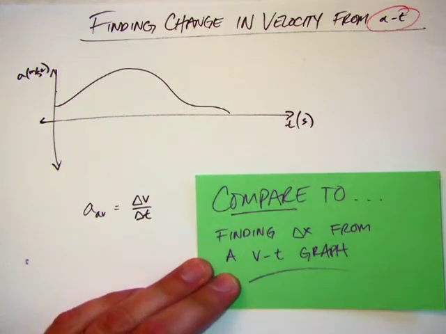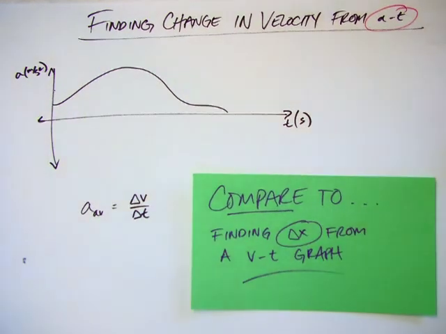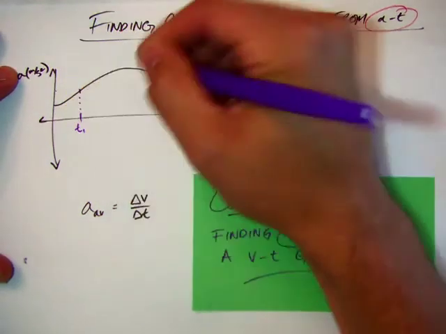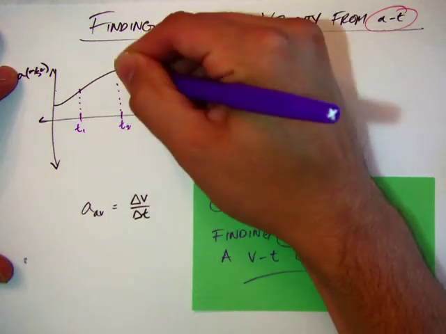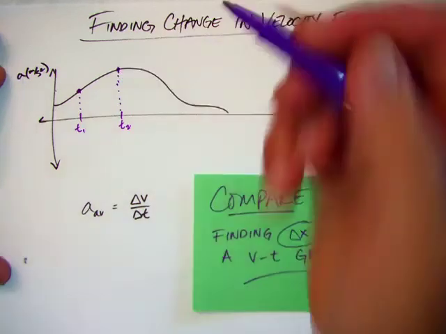So we're going to start by giving you this hint. This video compares to the finding displacement from a velocity time graph. So if you look back at that video, we're going to use a similar technique now to find change in velocity from an acceleration time graph. So let's take two times, let's just call these T1 and T2, where we look at the acceleration at two different points in time.